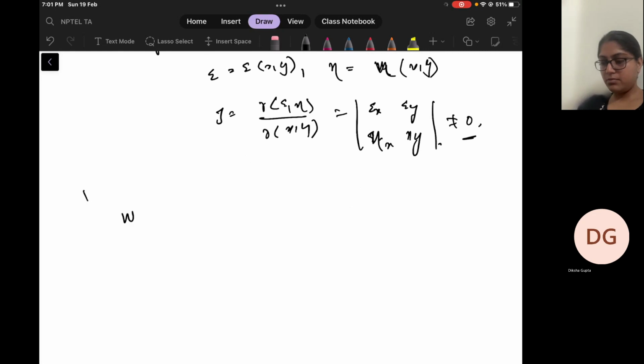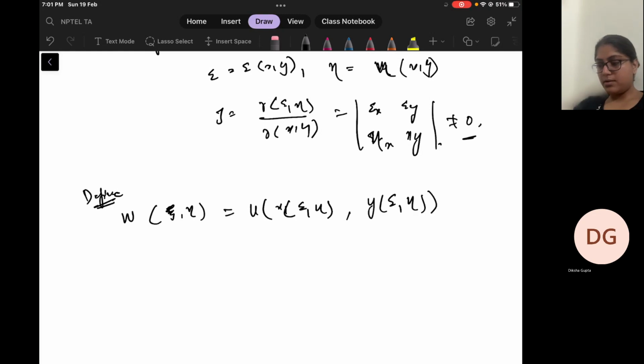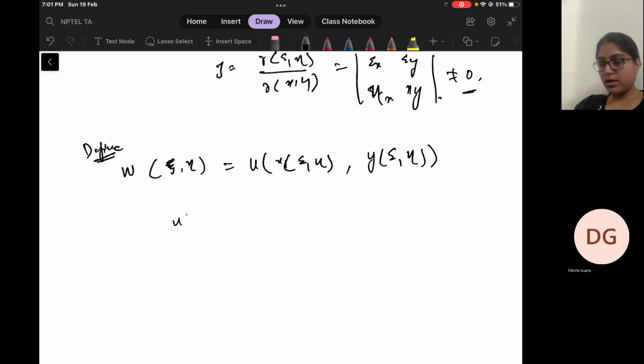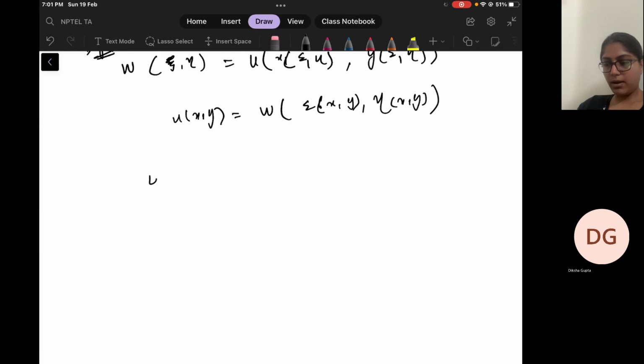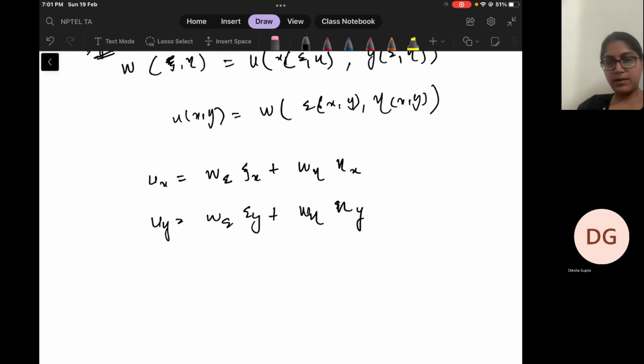So we can define W of epsilon eta to be u of x y, and so u of xy is equal to W of epsilon of xy, eta of xy. Okay. So we apply the chain rule to calculate the following. So ux will be W epsilon epsilon x plus W eta eta x. Uy will be W epsilon epsilon y plus W eta eta y.